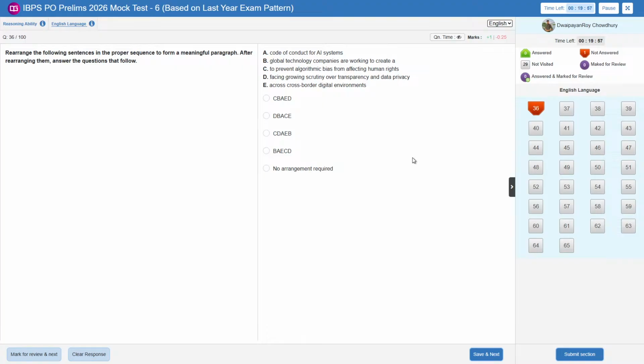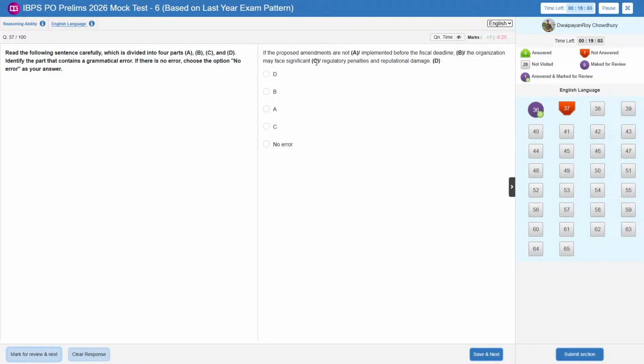Code of conduct for AI systems. Global technology companies are working to create a code of conduct for AI systems to prevent algorithm bias from affecting human rights across global data environments, facing growing scrutiny over transparency and data privacy. Okay, I'll do it later.